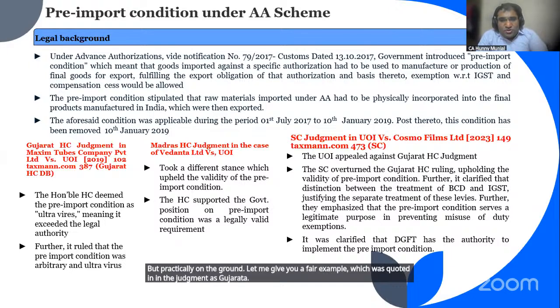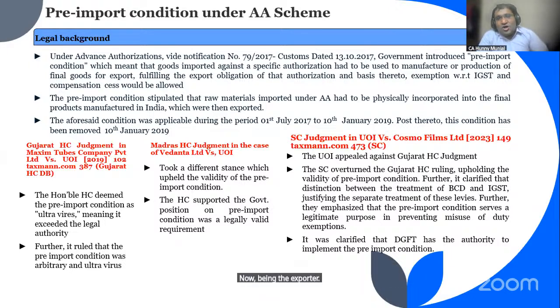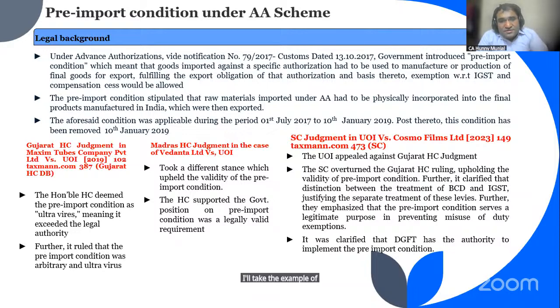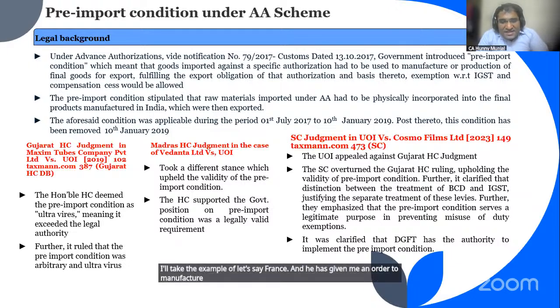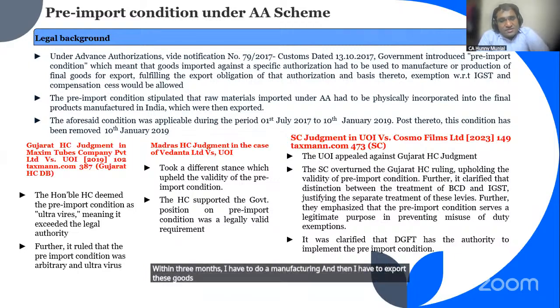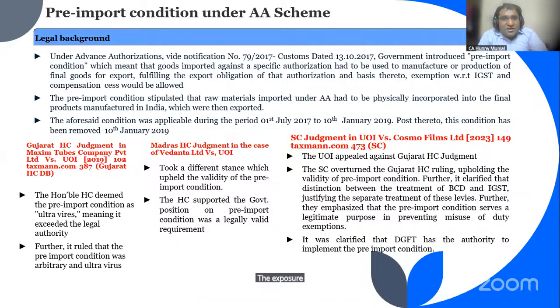Now, being an exporter, I have taken a contract from a vendor or a customer who is situated outside India. I'll take an example of, let's say, France. He has given me an order to manufacture X product within 3 months of the date. Generally, 3 to 4 months, I can safely say 3 months. Within 3 months, I have to do the manufacturing and then export these goods to France. So this is a simple order.